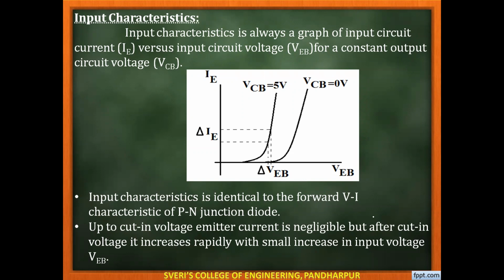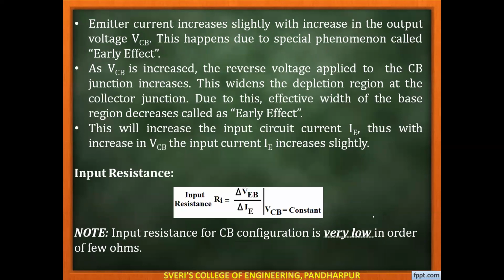And this input circuit characteristic, if you just look at the graph, you can say that input circuit characteristics is identical to the forward VI characteristics of a PN junction diode. Up to the cut-in voltage or knee voltage, the current is negligible, but after that, the current increases linearly with increase in forward bias voltage. Okay, and based on that, you can read that further part afterwards. Then you will get it.